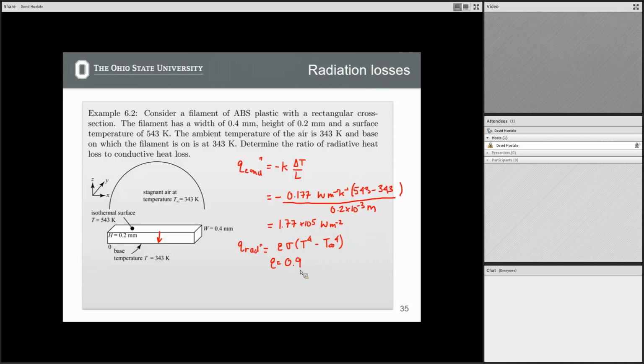Plastic emissivity is again much higher than metals, where we're talking about the 0.3 range. So for radiative heat transfer, we have 0.9, and then the Stefan-Boltzmann constant, 5.67 times 10 to the negative 8 watts per meter squared per Kelvin to the fourth, and our temperatures.